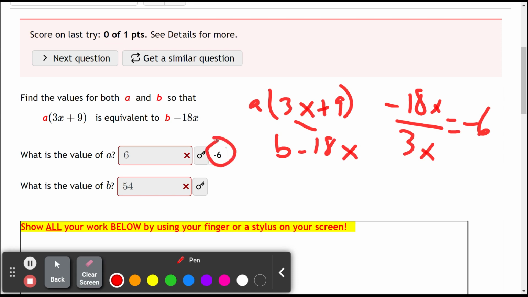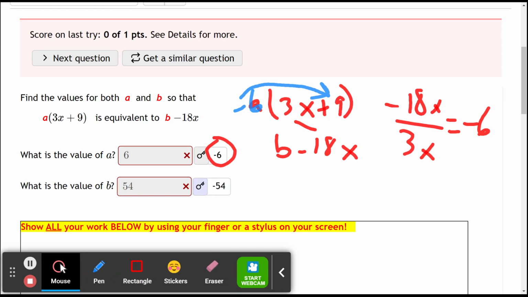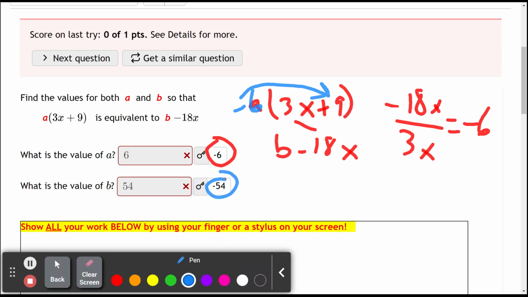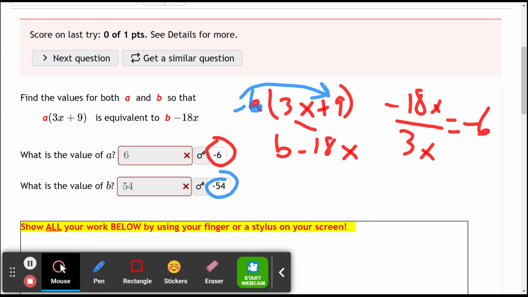Then what do I need to do? Well, since A is negative 6, I multiply negative 6 times 9, which is negative 54. And I bet this says negative 54. So there you go. Okay, next question.